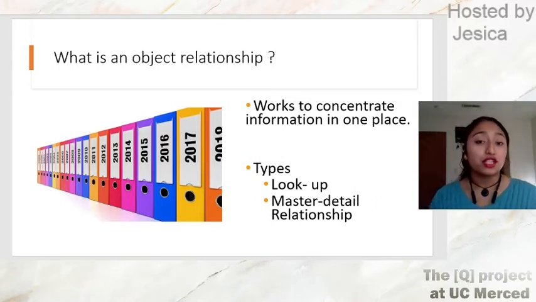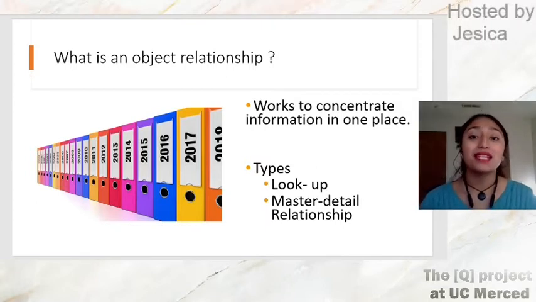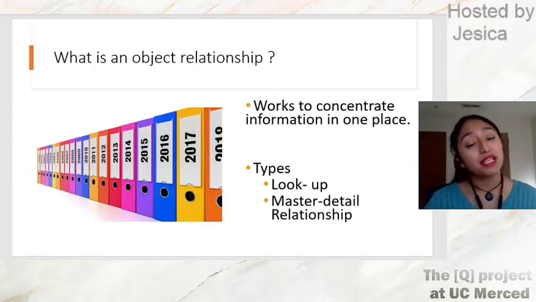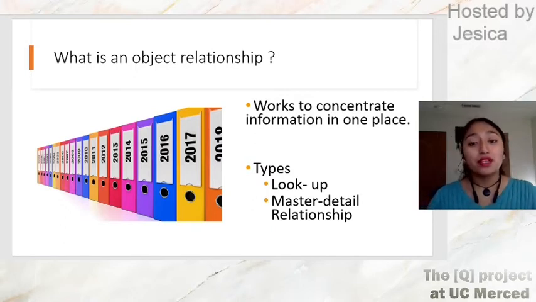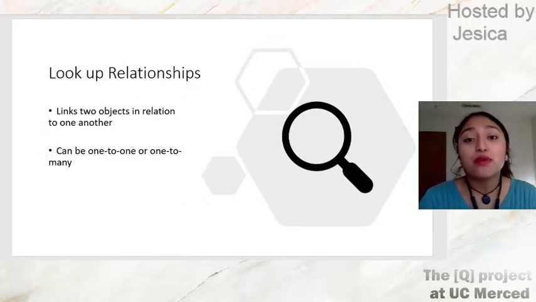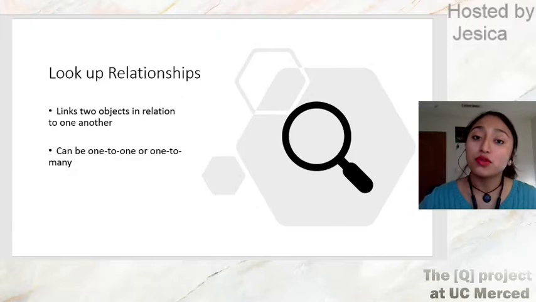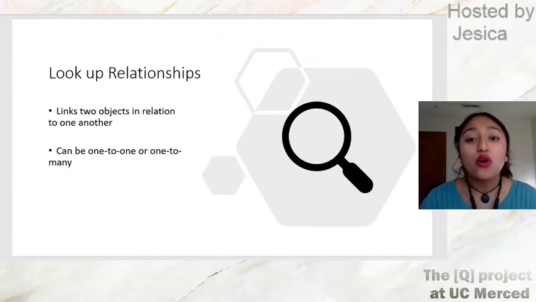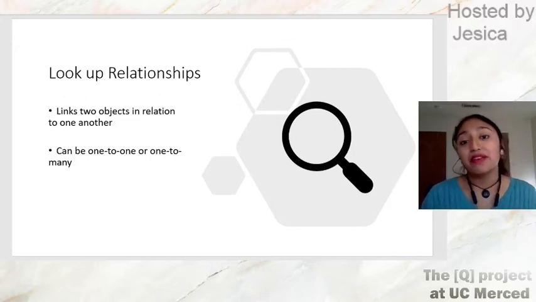Now, object relationships work to concentrate information in one space. There are two main types of object relationships that we'll be seeing today, but there is a third one that I'll go over briefly at the end of this video. The first type is a lookup relationship. A lookup relationship links two objects in relation to one another. This can be one object to another object, a one-to-one relationship, or one object to many other fields or objects, so you can have one-to-many relationships with a lookup relationship.